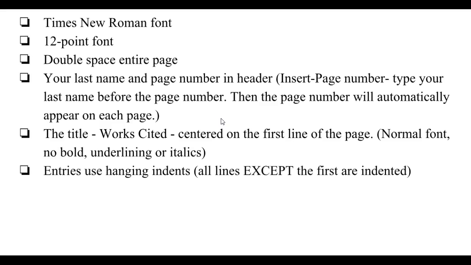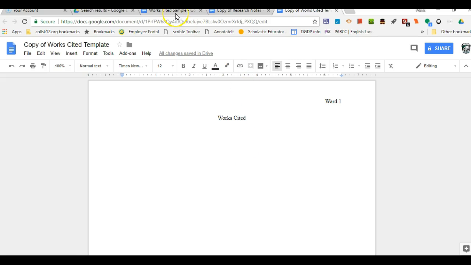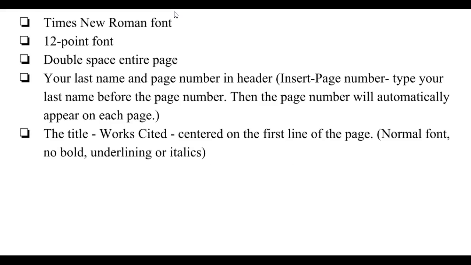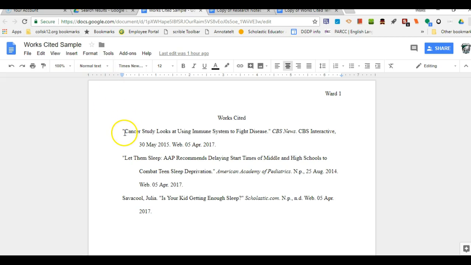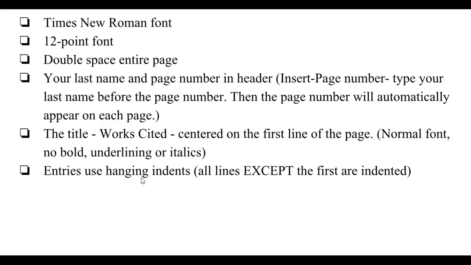Then the entries use hanging indents. All that means is that all lines except the first one are indented. Normally a paragraph you indent. In fact, if I go back, it's indented. However, on a works cited page, the indent comes in the second or third line. That's called a hanging indent. So we're going to learn how to do that.